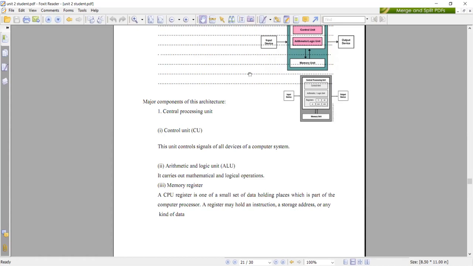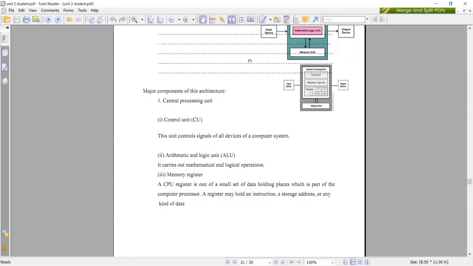So when you take the CPU, inside that we have the control unit. The control unit handles the control signals of all devices of the computer system. Actually, the control unit is controlling all the devices connected to the computer. There's also decoding happening, which I'll discuss later in the fetch, decode, execute cycle. So this controlling is done by the control unit. Then there's the arithmetic and logic unit, ALU. It carries out mathematical and logical operations.